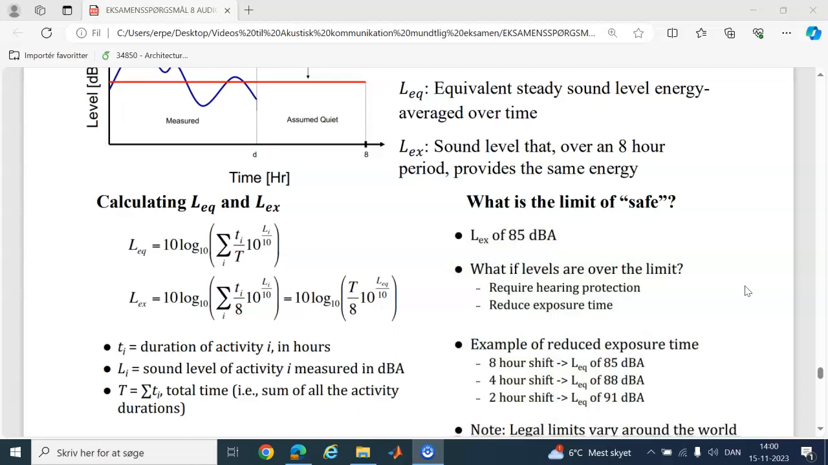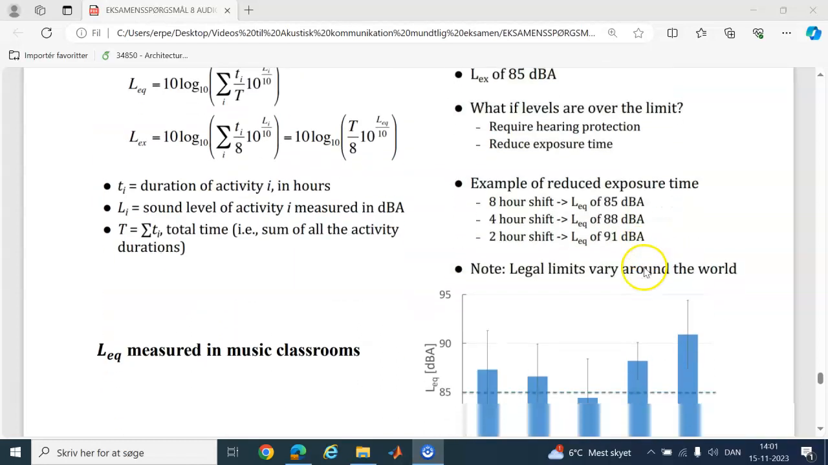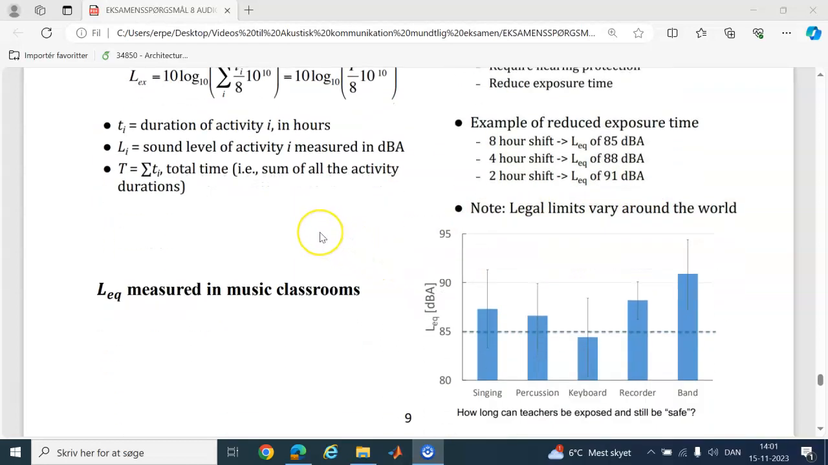4-hour shift. Then half the time, and that makes a double of the sound pressure. That means 88 dBA. 2-hour shift is 1/4 of the hours. That means a 6 dB increase from the 85. That is 91 dB. Note, legal limits vary around the world.